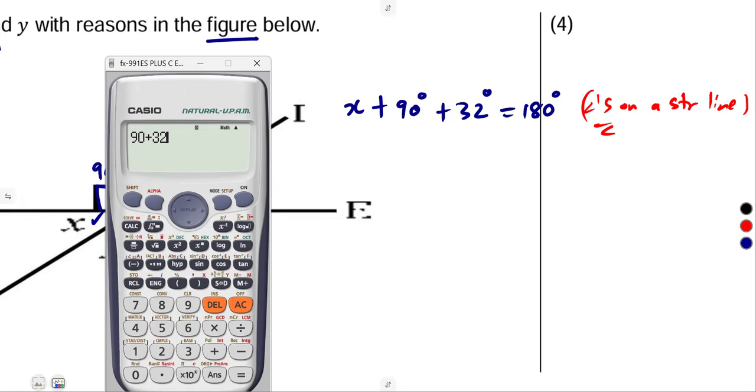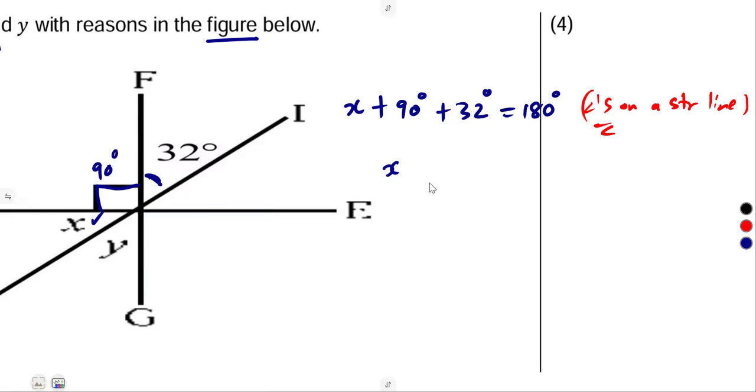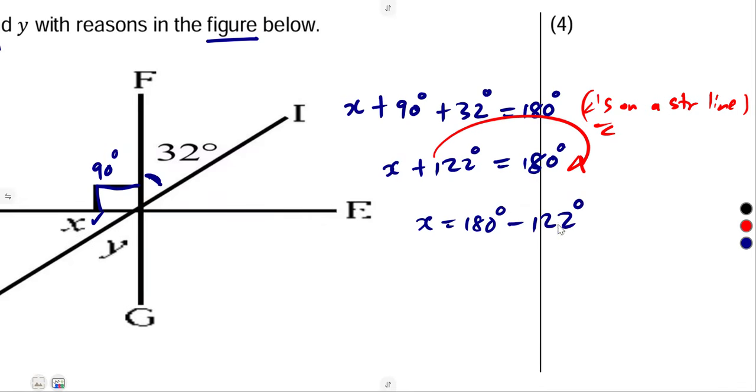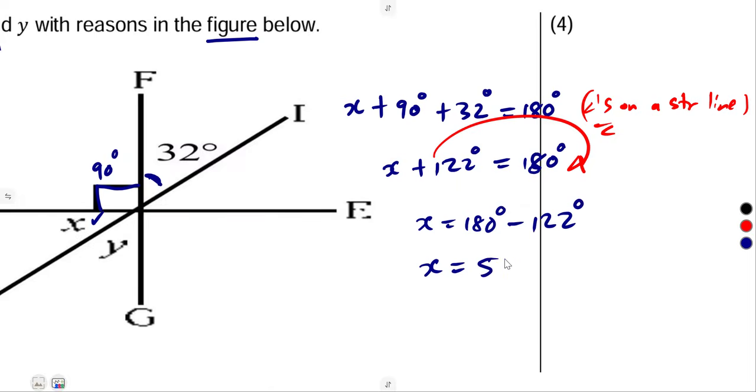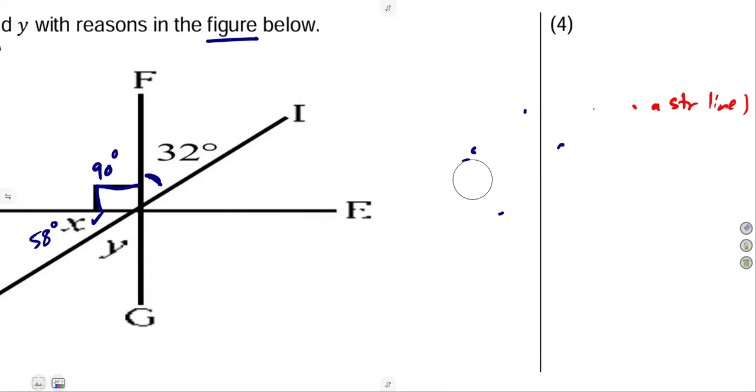Let's see what we are going to have. 90 plus 32, which is 122. 122 degrees plus x is equal to 180 degrees. So x will be equal to what? You take this one to the other side. It's going to be 180 degrees minus 122, which is what? 58 degrees. So x is going to be 58 degrees. That is it. We have our angle x from there, angles on a straight line.